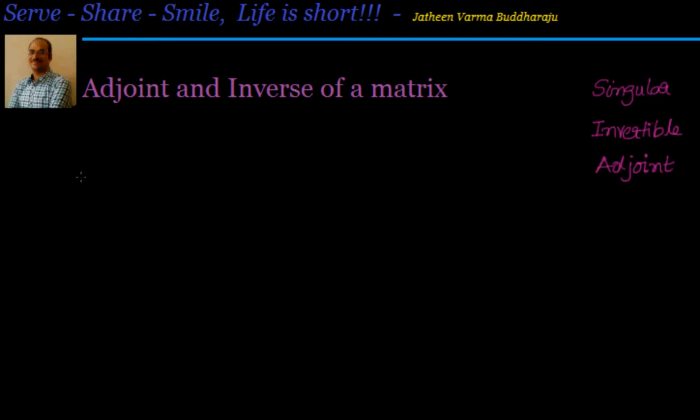In this session, we'll try to understand the concept of adjoint and inverse of a matrix and how to find out the inverse of a matrix. In the next session, we'll go through some examples where we will find the inverse of a couple of matrices. To start with, let's first understand the meaning of an invertible matrix, so that we can slowly move towards the inverse of a matrix.